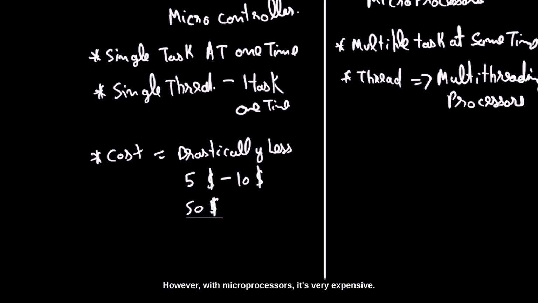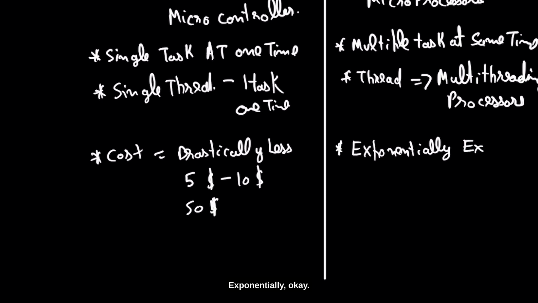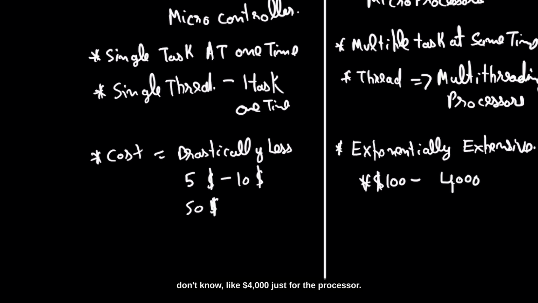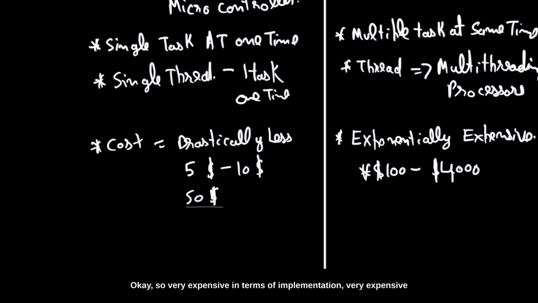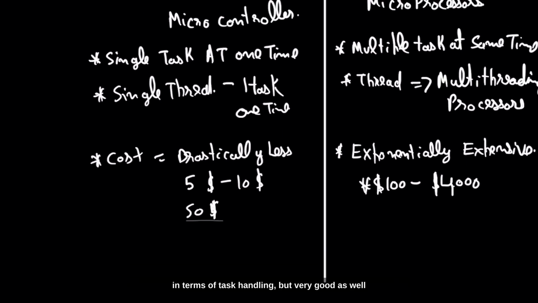However, microprocessors are very expensive. When I say expensive, it's exponentially expensive. It's going to start from, let's say, $100, and it can go all the way up to like $4,000 just for the processor. So very expensive in terms of implementation, very expensive in terms of task handling, but very good as well to handle multiple tasks at the same time.